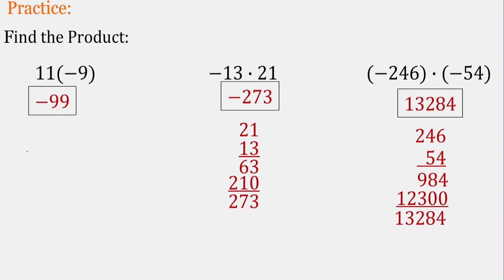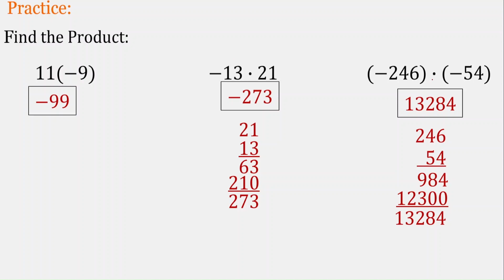So for the first one, we had 11 times 9 to start with. That is in our 12 by 12 times table, 99. The signs are different. You have a positive times a negative, so the result is negative. For the second one, 13 times 21 is 273. Signs are different, so the result is negative.